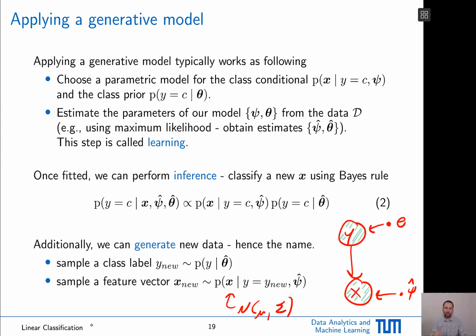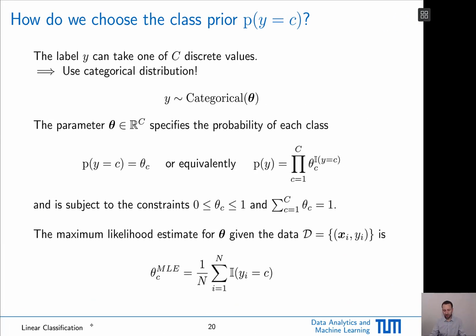So what we have to do now is to set up this model, right? We have to choose our distributions, how the x and the y look, so to say. And let's start with the class prior, with this distribution p of y, right? So the prior information, the prior knowledge about these y's.